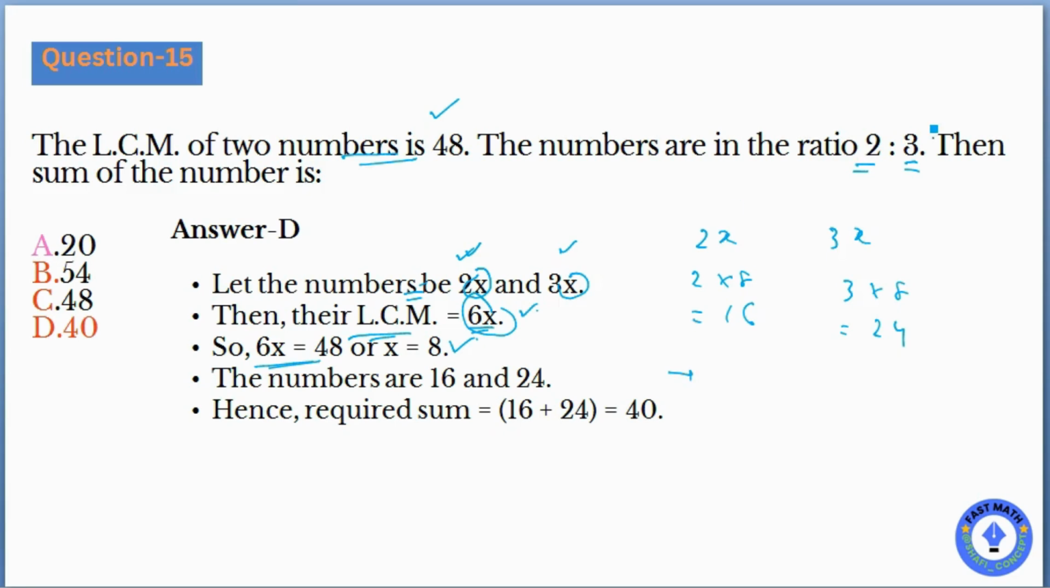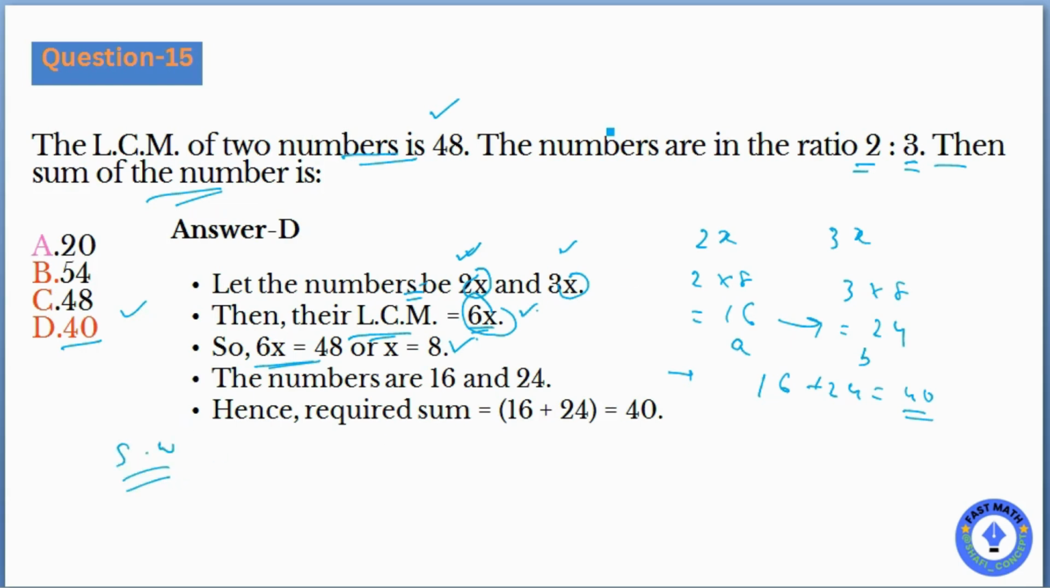As per the problem, it is asking for the sum of the numbers. Already you have arrived at A and B as 16 and 24. What will be the sum of the numbers? It is 16 plus 24. The answer is 40. Let's move to the shortest way of doing this problem.